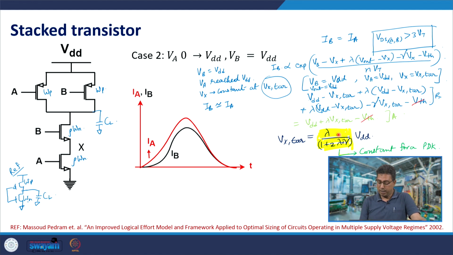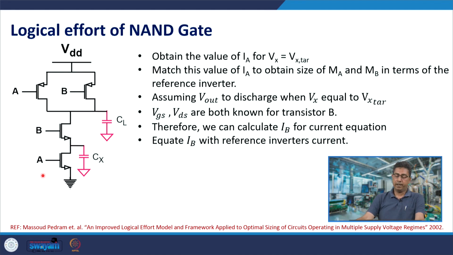Once you get this ratio, you know it is going to be the same for any size of Wn. Then how do you get the value of rho, which makes the discharging current equal to that of the reference inverter? For that, you get the value of Vx star. Now you have obtained the value of Vx star.